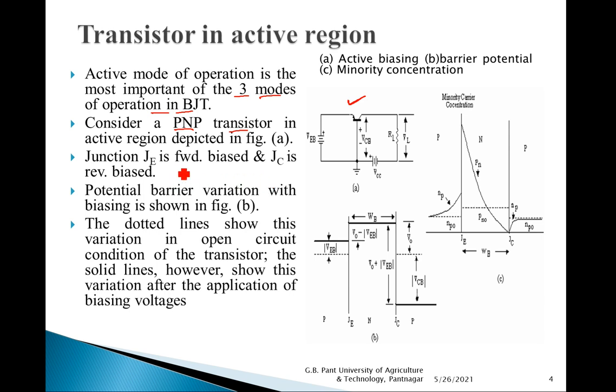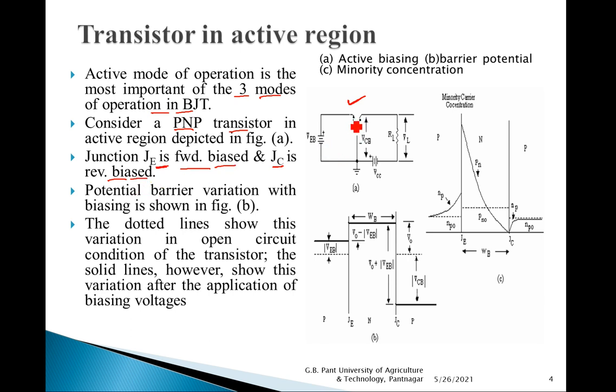In order to bring the PNP transistor into active region of operation, you know that there are two junctions in a BJT. The first one is your emitter junction, between the emitter and the base, and the second is your collector junction, which is the junction between the base region and the collector region. To bring any transistor into the active mode of operation, we bias these two junctions in such a way that the emitter junction JE is forward biased, and the collector junction JC is reverse biased.